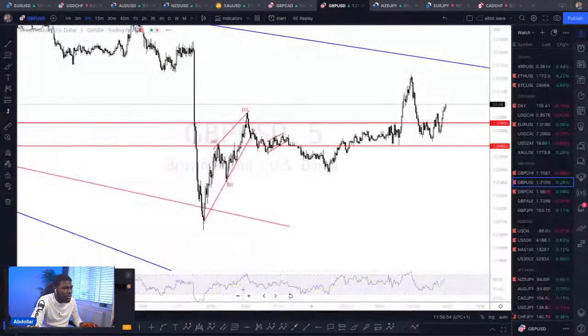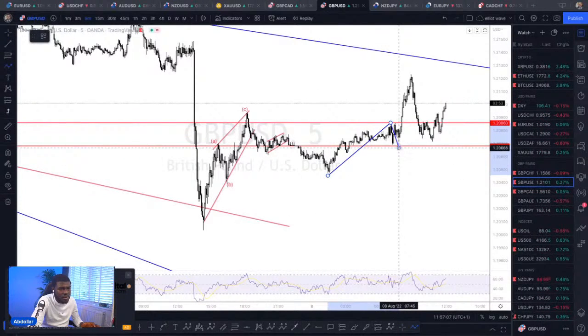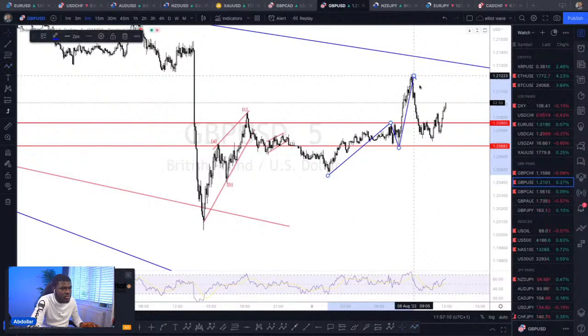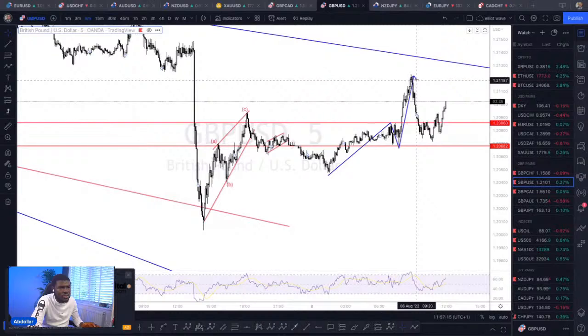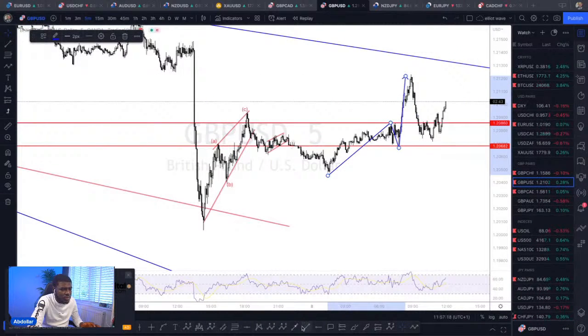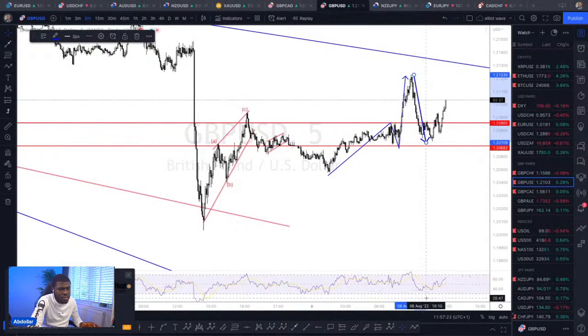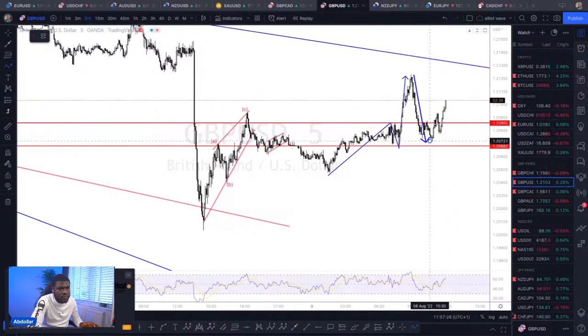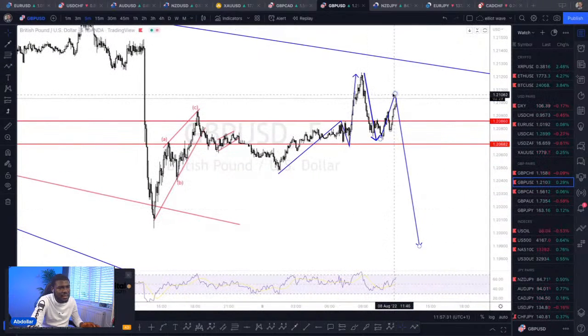is making me think otherwise is the fact that we have an ABC correction here, and ideally this is another ABC correction, and this is also an ABC correction. So how on earth will that be an impulse when we have two ABC movements right here, ABC here, another ABC, another ABC? So what I thought is that maybe it's an impulse to the downside that is happening. So the whole of this should be wave 1, and this should be a correction of wave 2, which is going to be followed by wave 3 to the downside. That is what I think is happening.